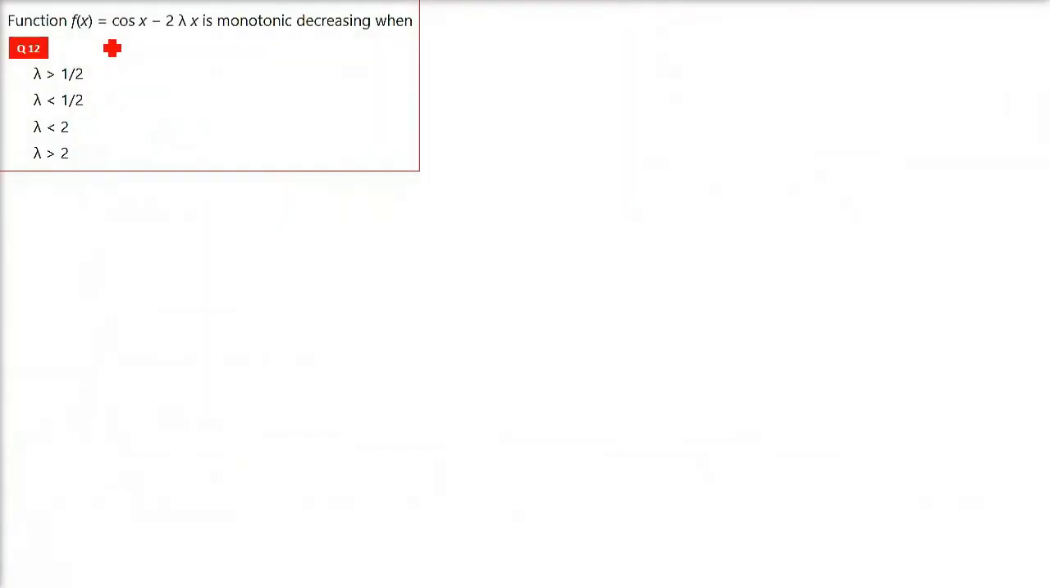Now the function f(x) is equal to cos x minus 2 lambda x. It is monotonic decreasing when? What does it mean? Decreasing, that is, it is less than 0. So f dash x greater than 0, it is increasing. F dash x less than 0, it is decreasing. F dash x is simply differentiation, so we are differentiating it right now.